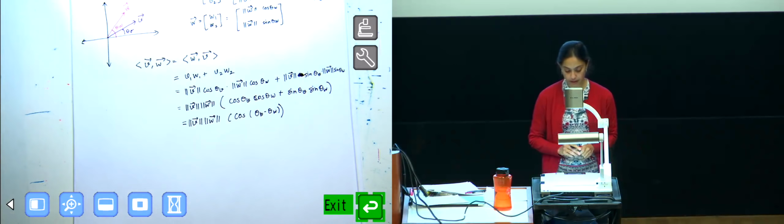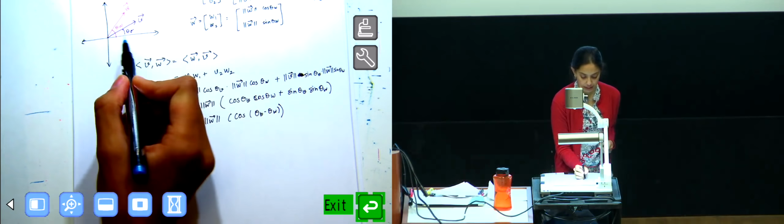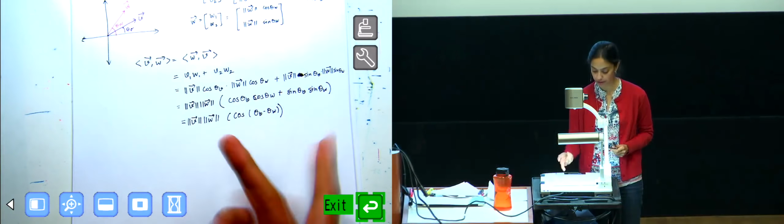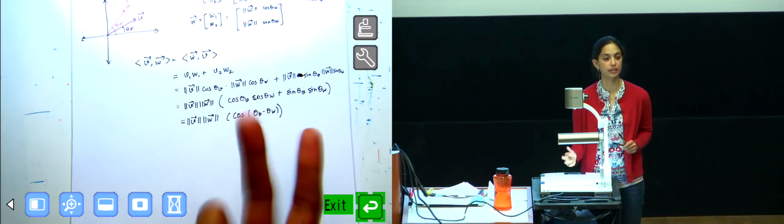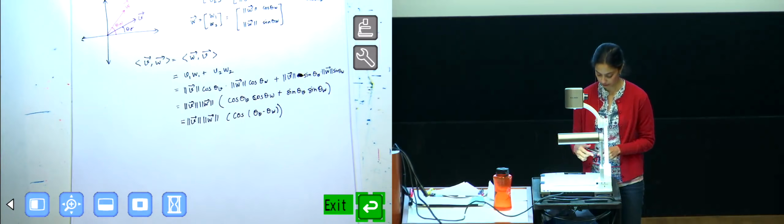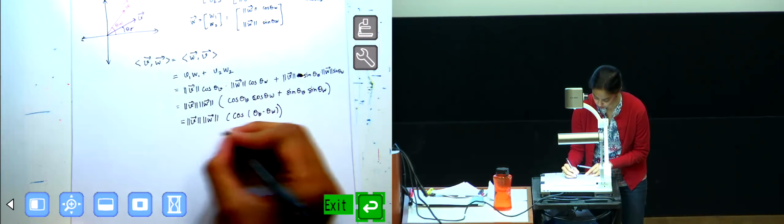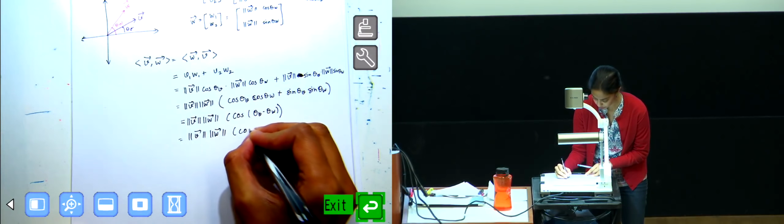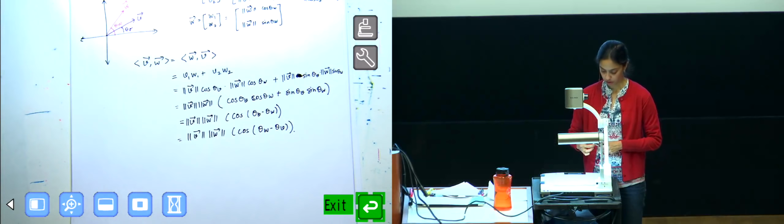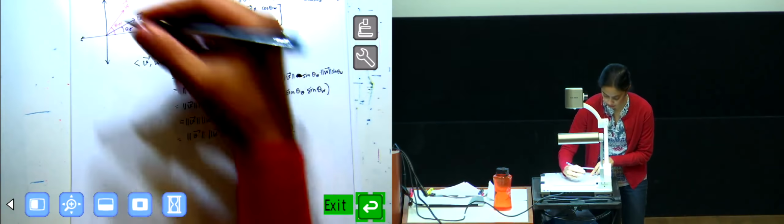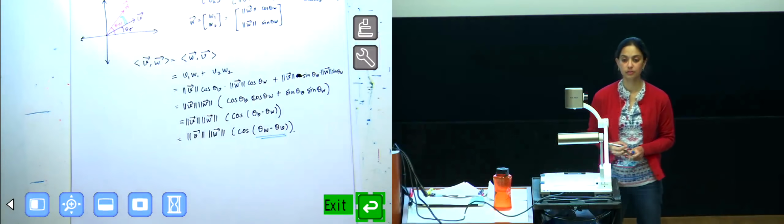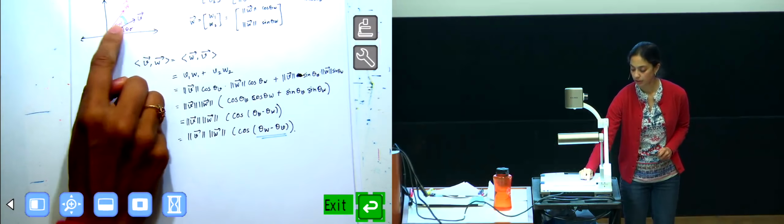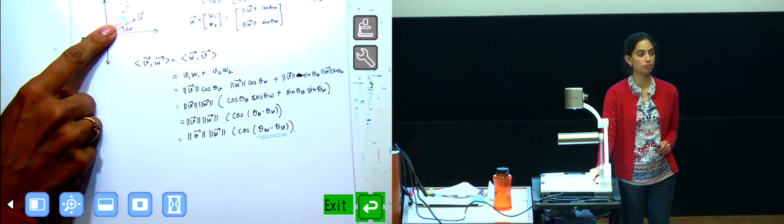But now this is telling us something very interesting, right? On this picture, what is theta V minus theta W? Alternatively, theta W minus theta V, right? Because cosine doesn't care about the sign. This is also equal to V W cosine of theta W minus theta V. What is this angle? That's exactly right here. Do you see it on the picture? Theta W minus theta V is exactly what I've drawn in blue here.